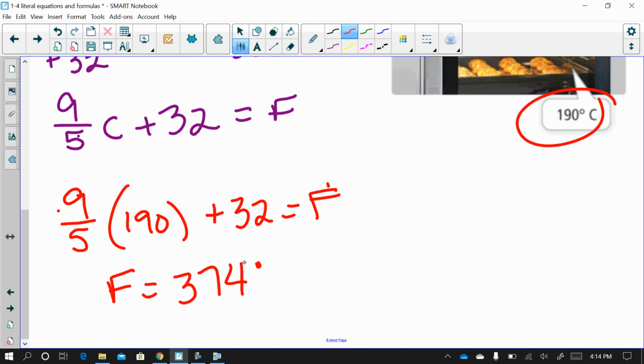Okay, so think about your oven. Does it make sense to bake cookies or whatever at 374? Yeah, I think 375, close enough. You're going to lose a little bit in that translation between the two measurements. Okay, so absolutely makes sense to bake something at that temperature.